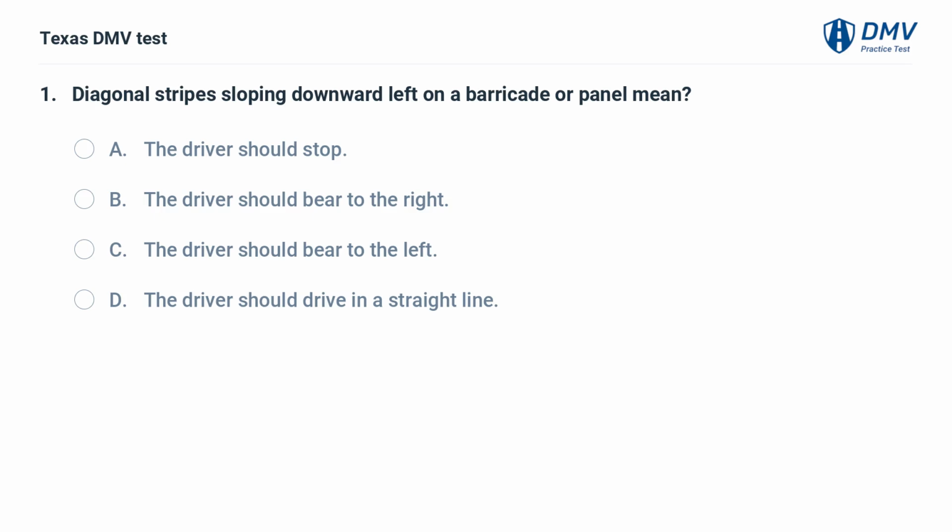Diagonal stripes sloping downward left on a barricade or panel mean? A. The driver should stop. B. The driver should bear to the right. C. The driver should bear to the left. D. The driver should drive in a straight line.